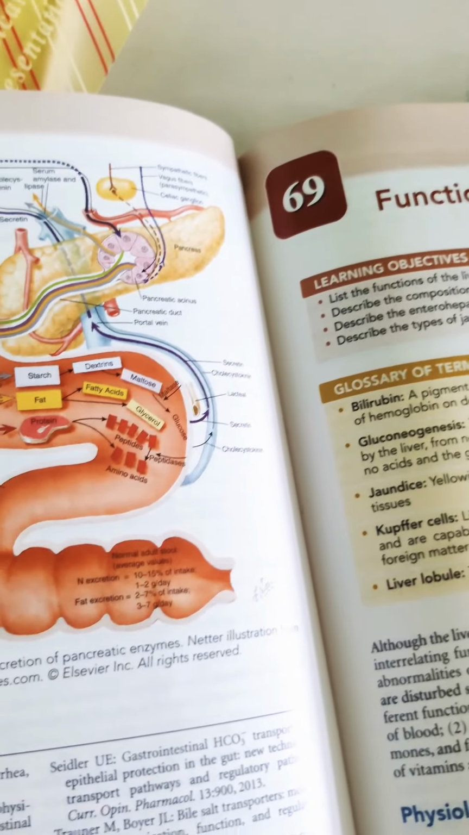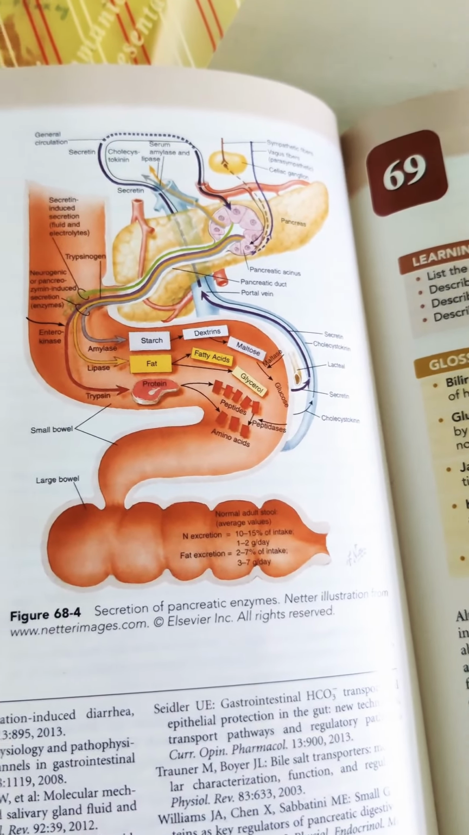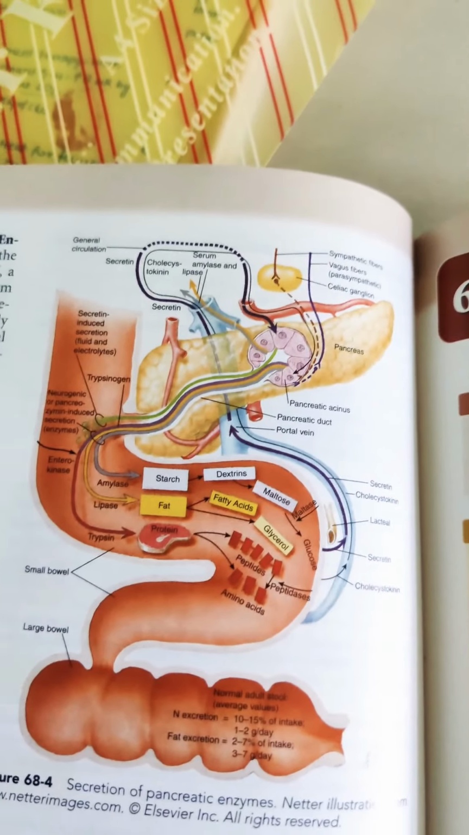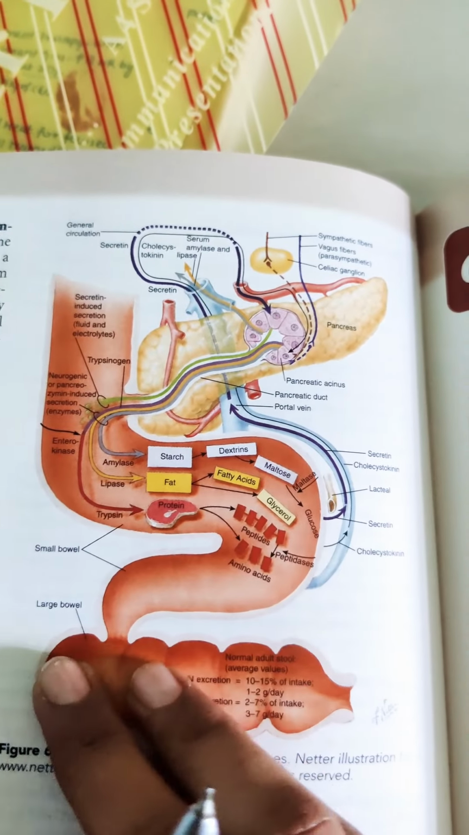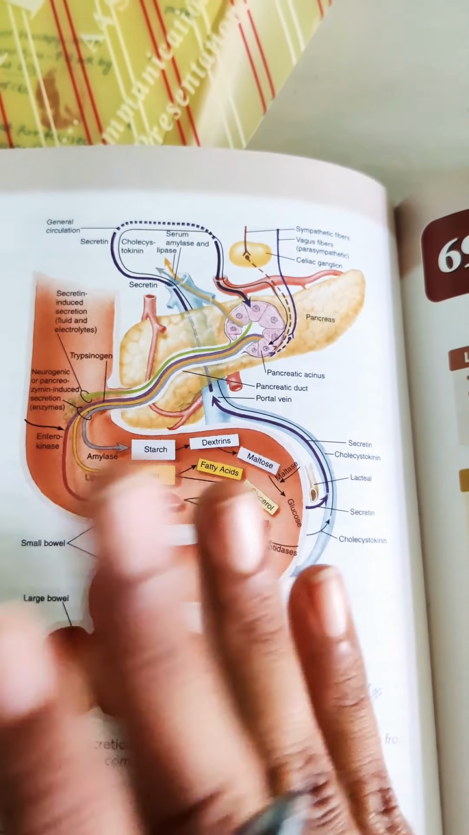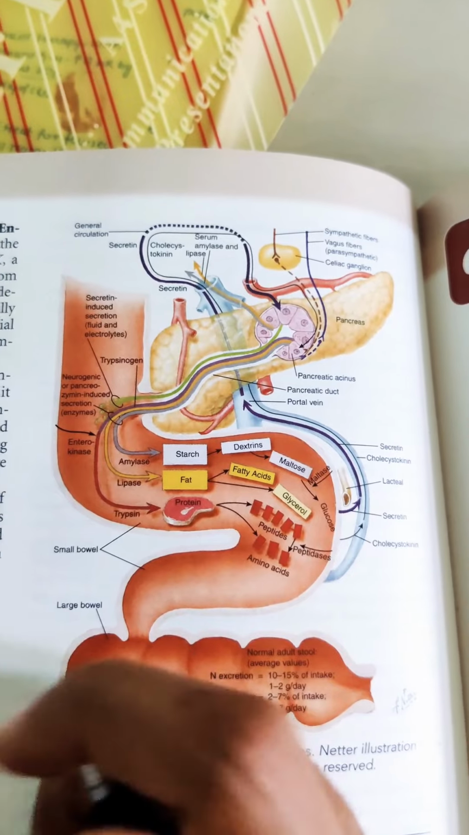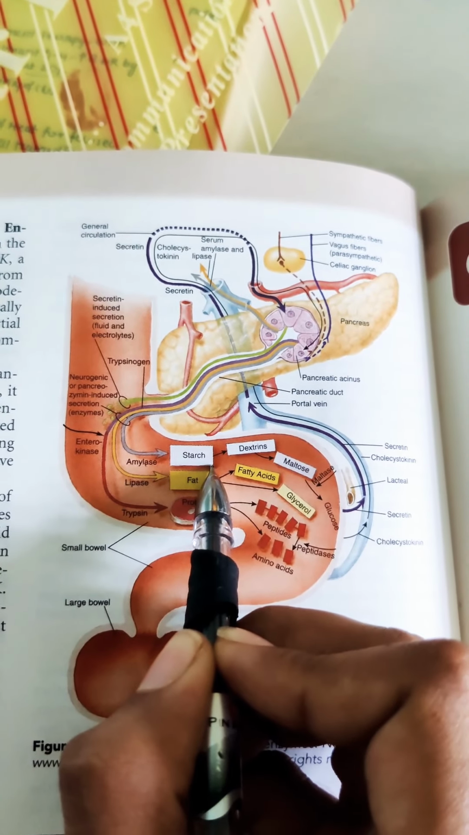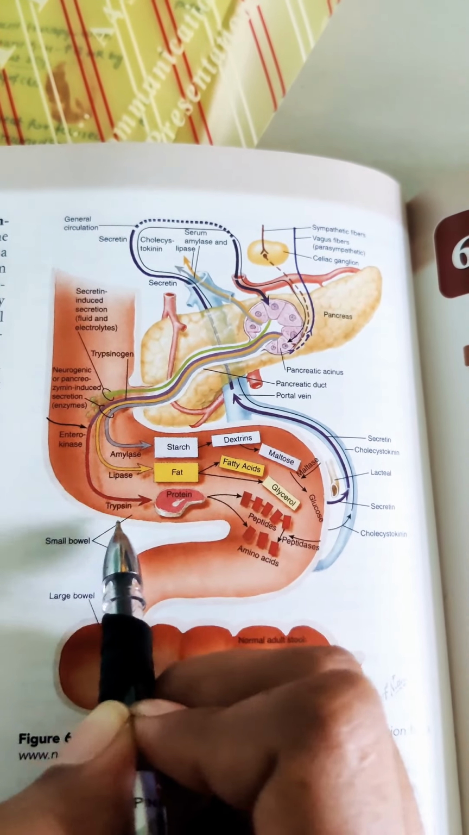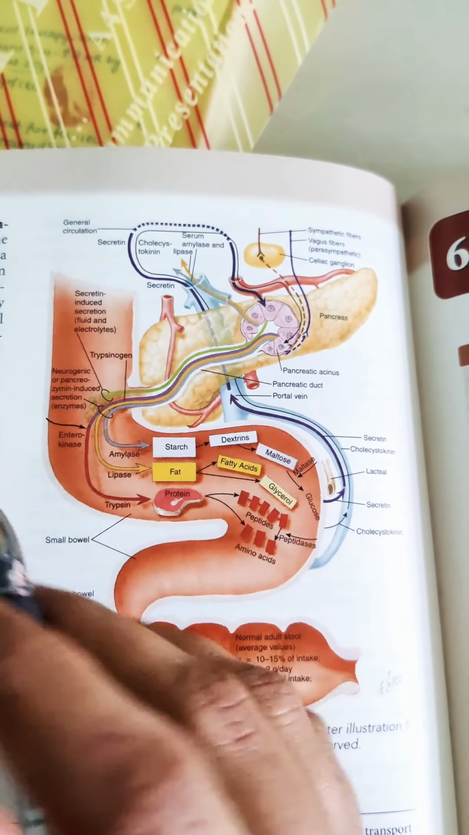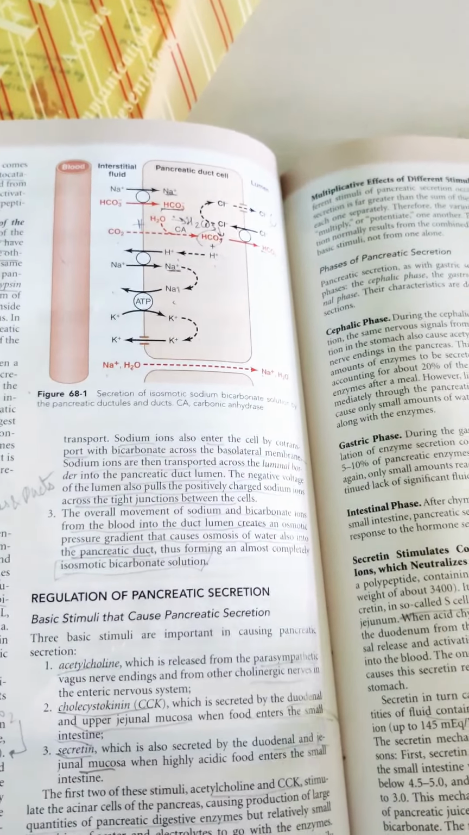Next we have the secretion of pancreatic enzymes. Everything we have covered, if you want, we can check in this diagram to understand how everything is getting converted. You can see amylase acting on starch, lipase acting on fats, trypsin on protein, and how each is converting. So that's it. By this we complete our chapter, the exocrine pancreas.